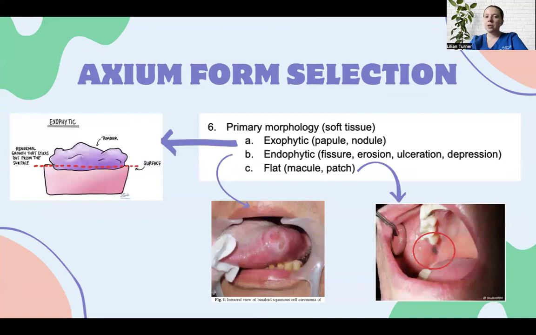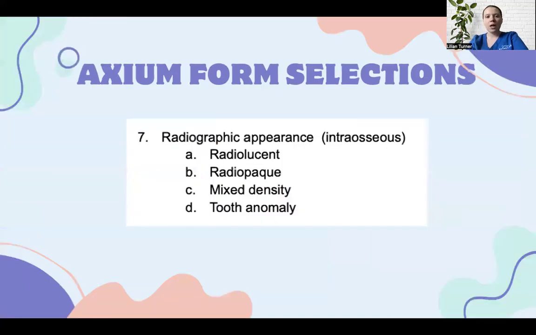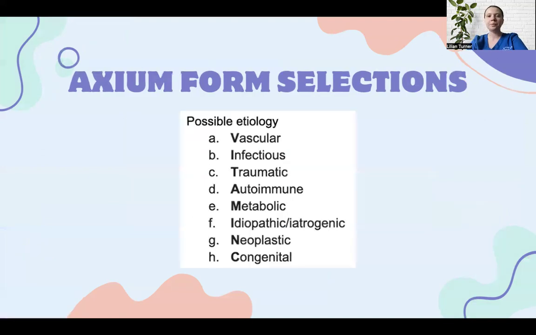Next one is the primary morphology, and again, this is only for soft tissue. So is it exophytic, which means sitting on top of the surface? Is it endophytic, which means it's kind of into the surface, like a fissure or an erosion? Or is it flat, just like a macule, a patch, a freckle? And if it's intraosseous, we're going to have radiographic appearance: radiolucent versus radiopaque, mixed density, or if it's a tooth anomaly, that doesn't really fit in anywhere.